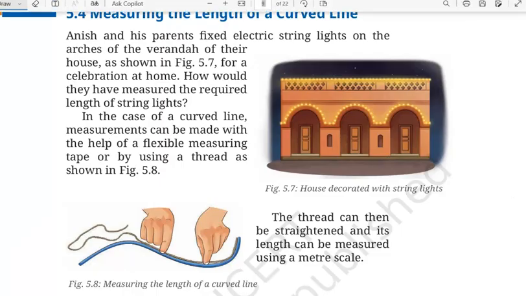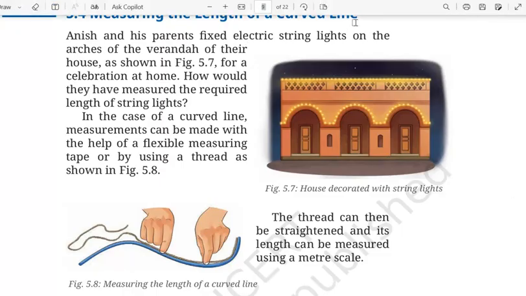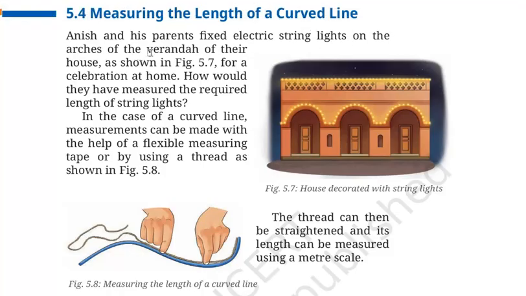Anish and his parents fixed electric string lights on the arcs of a veranda of their house. As you see, they fixed some string lights over here. Now it is for a celebration. So how would they have measured the required length of the string lights? How much do you need? How did they know, so that they can efficiently decorate their house?